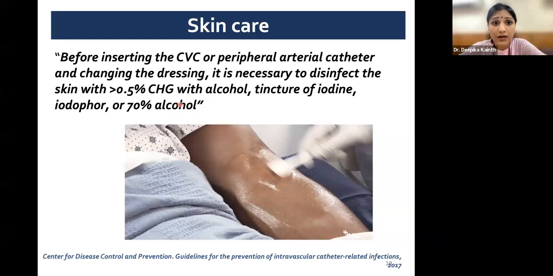So as we can see, before inserting any central venous catheter or any peripheral arterial catheter and changing the dressing, it is very important to disinfect the skin with either a chlorhexidine-based solution, an iodine-based solution or iodophor, or 70% alcohol. So in our unit we are typically using betadine cleaning, or it can be a basic 70% alcohol cleaning. And we are not using chlorhexidine because in neonates, although it is very widely used in Western countries, chlorhexidine has its safety issues in neonates. It is also not recommended for use under 2 months of age. So we are using betadine or alcohol-based solutions and not chlorhexidine solutions, although they are being used in many units. So we have to be very, very careful of the skin care that we are providing.